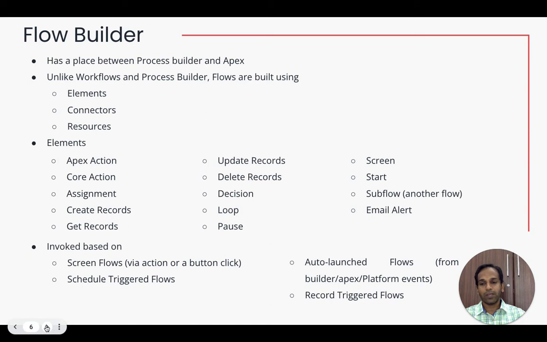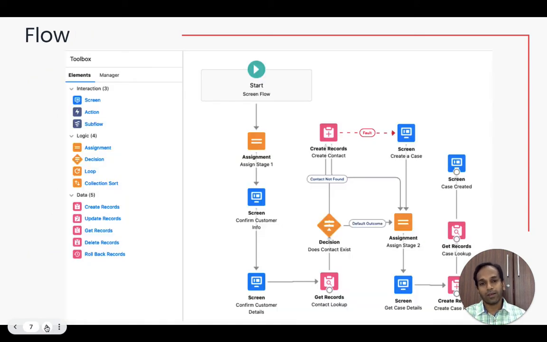So let's go and take a look at a sample flow. This is a sample flow where the flow starts here, then we have this assignment, then we have these screens where we collect some information about the customer, then we use the get records to get information about the contact, then we check if the contact exists.